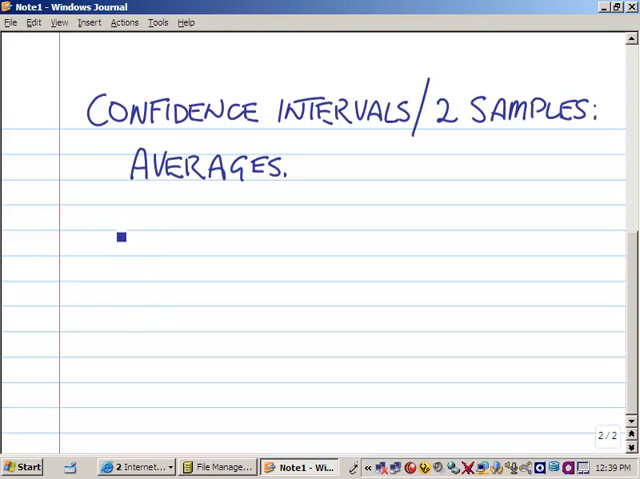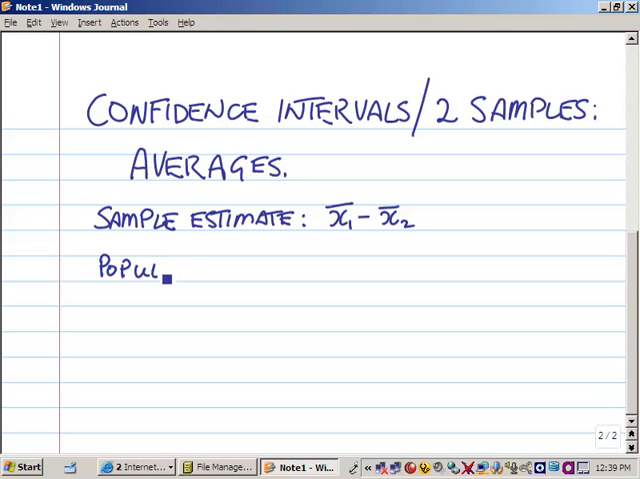So if we have a sample estimate, that is a point estimate, the sample difference x bar 1 minus x bar 2, the population parameter that we're estimating (parameter just means measure) is the difference in the two population means, mu1 minus mu2.